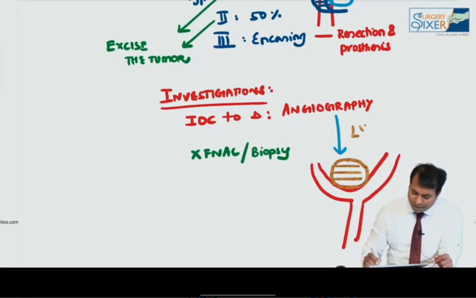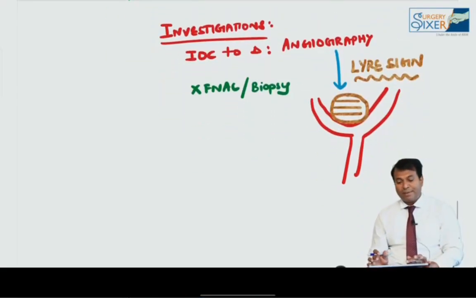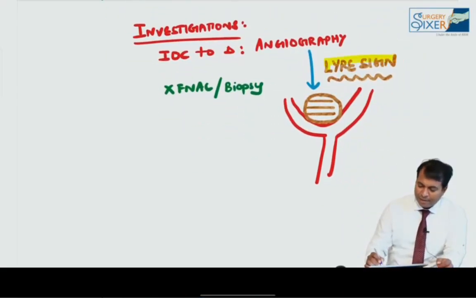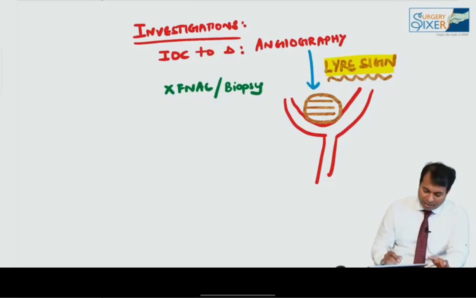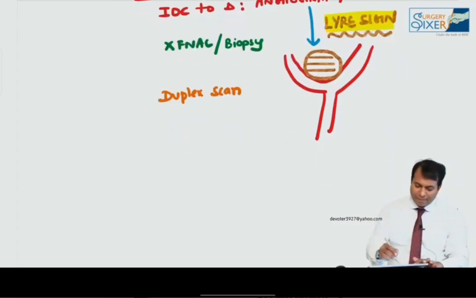This sign is a high yield question for the PG exam, the Lyre sign. It is a thousand times asked MCQ. Please don't forget, there is a sign known as the Lyre sign, seen on angiography, which is the investigation of choice. Another investigation you can do is a duplex scan, to look at the vascularity of the tumor, but angiography is the investigation of choice.